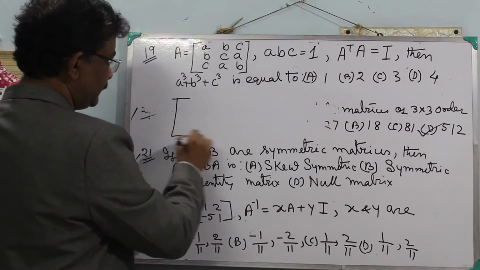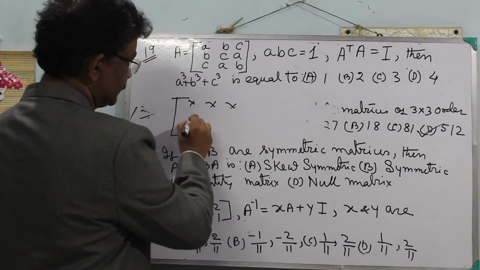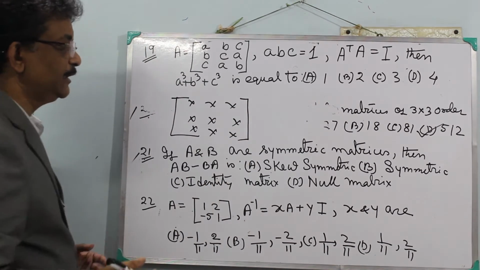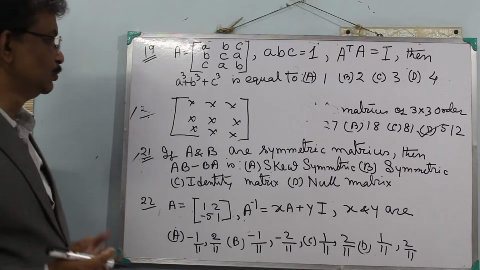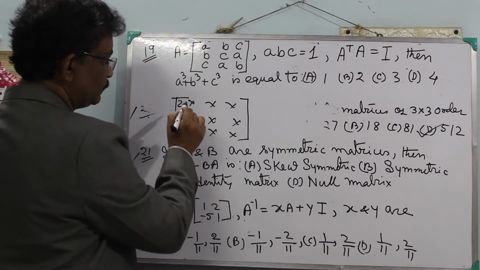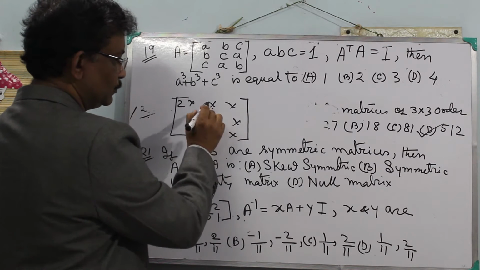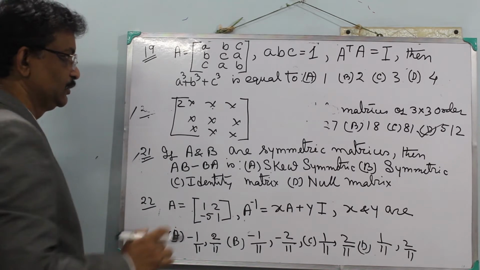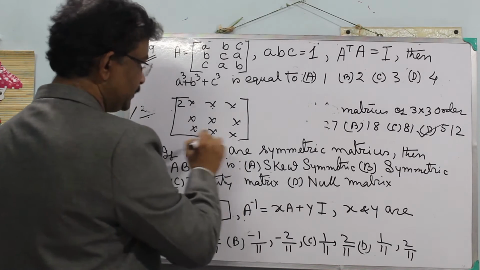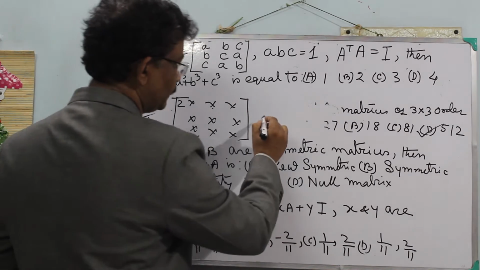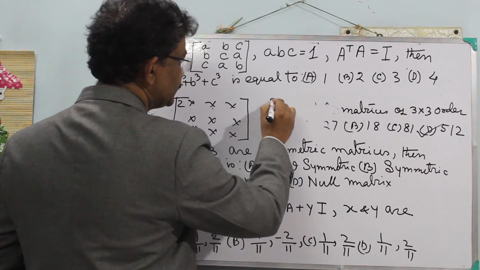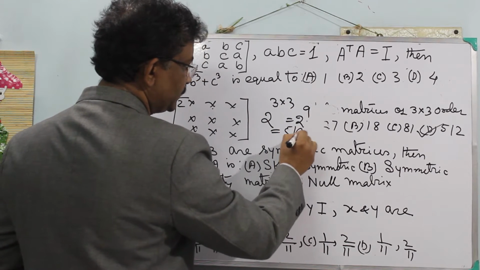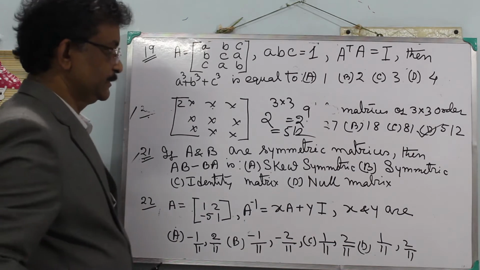If it is a 3 by 3 matrix, there are 9 places, and each place will be filled up by either 1 or 0. So the first place can be filled in 2 ways, 1 or 0. Then the second, 2 ways. Third, 2. Each position can be filled in 2 ways. So the total number of different matrices that can be formed is 2 to the power 3 into 3, that is 2 to the power 9. 2 to the power 9 means 512. So D is the correct answer.